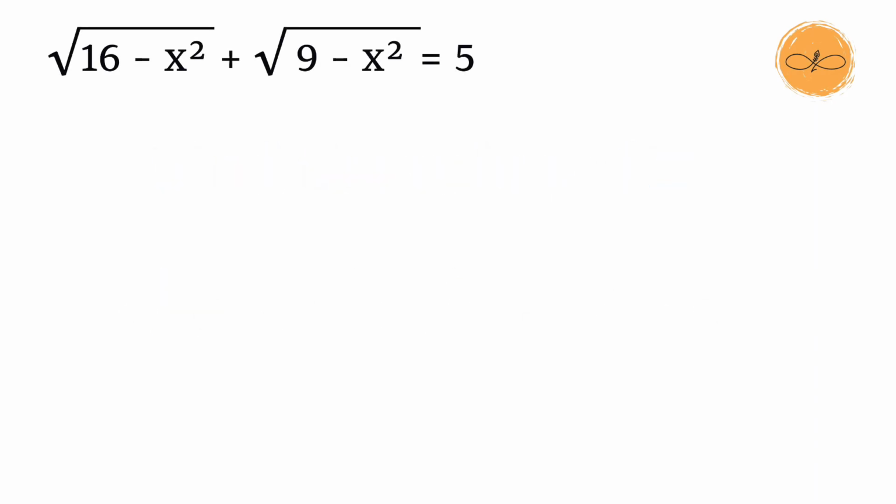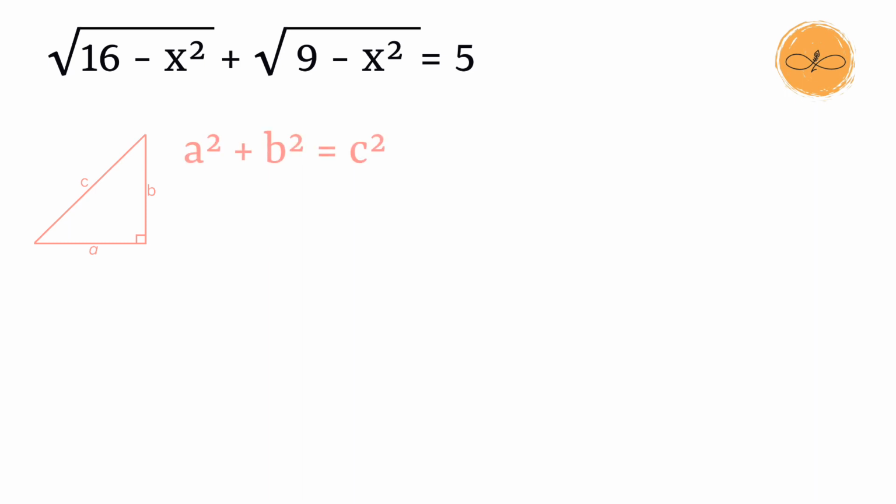There are 16 and 9, which are the same as 4 and 3 squared respectively. So when we have a difference of two squares inside a square root, we can actually construct a right triangle, so let's construct it. Now we have a right triangle here, so let's call the sides A, B and C. By the Pythagoras theorem we know that A squared plus B squared is equal to C squared.